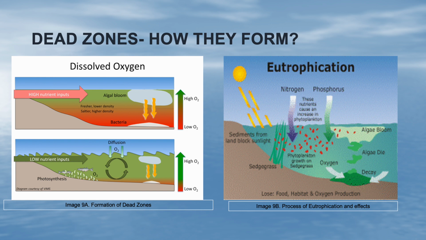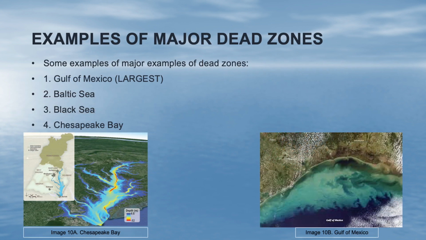So now that we know how dead zones form, what are some major examples of dead zones? Some of the major examples include the Gulf of Mexico, which is the largest in North America, the Baltic Sea, the Black Sea, and the Chesapeake Bay. So specifically looking at the Gulf of Mexico, like I said, it's the biggest one in North America, and it is caused by the excessive nutrient overflow in the Mississippi River, specifically phosphorus and nitrogen, causing eutrophication to occur and thus the formation of the huge dead zone.